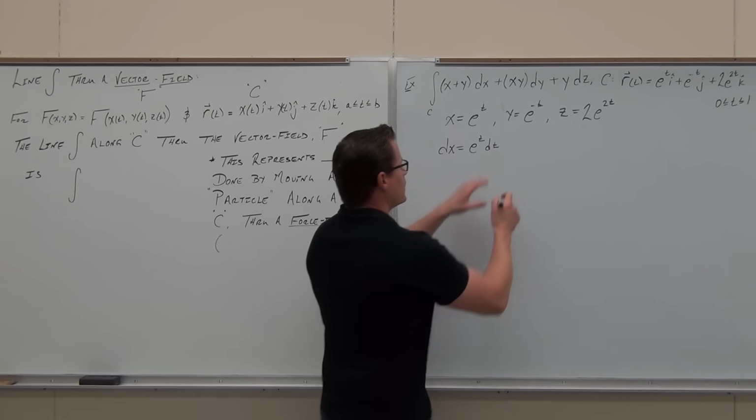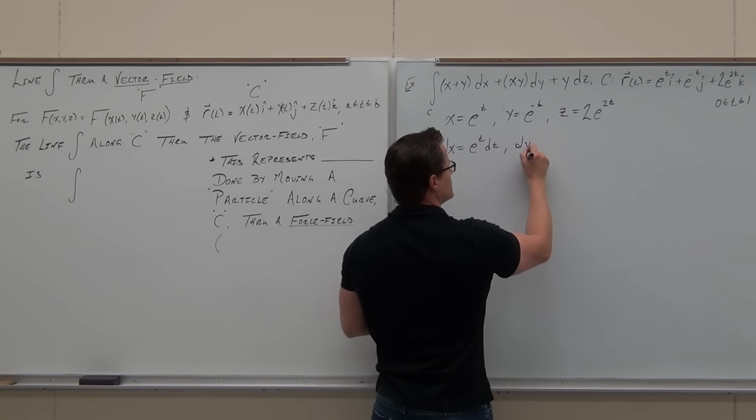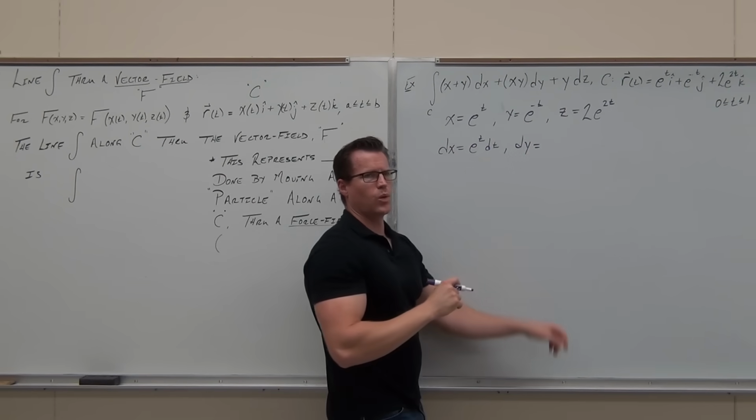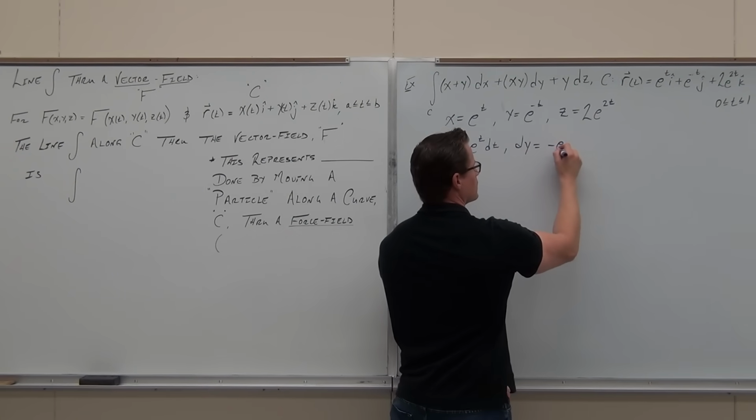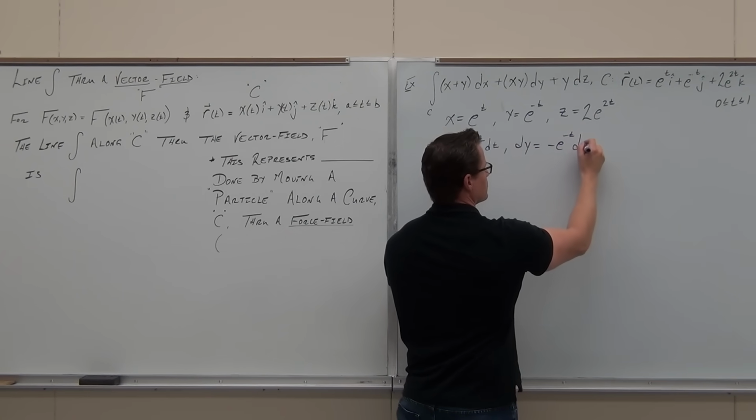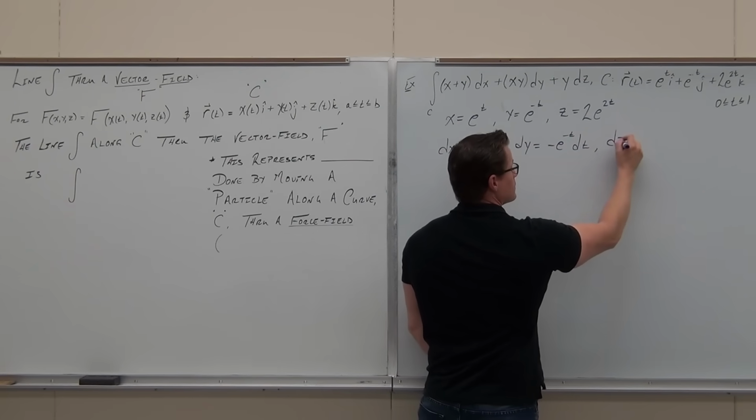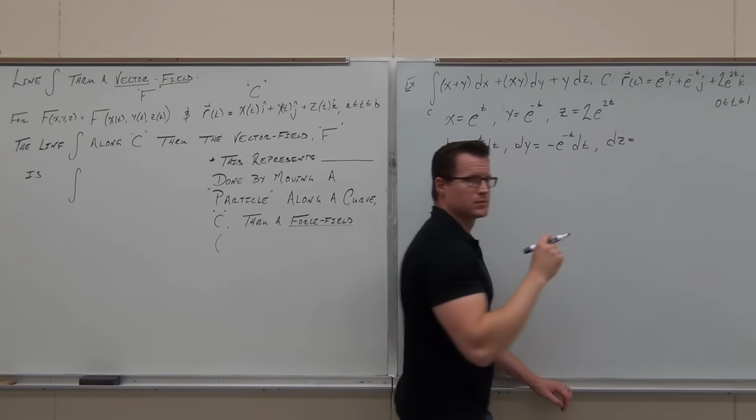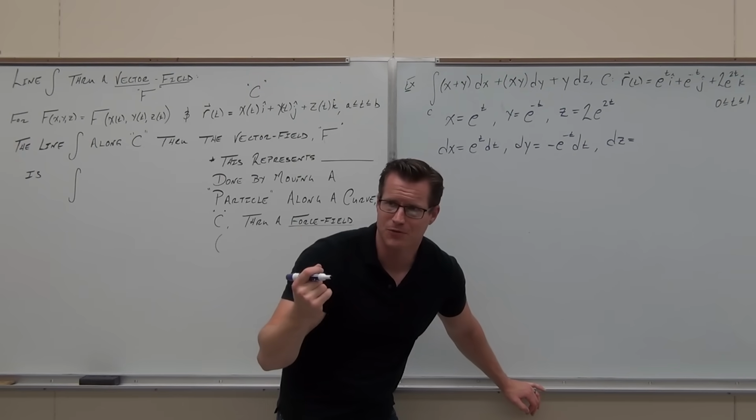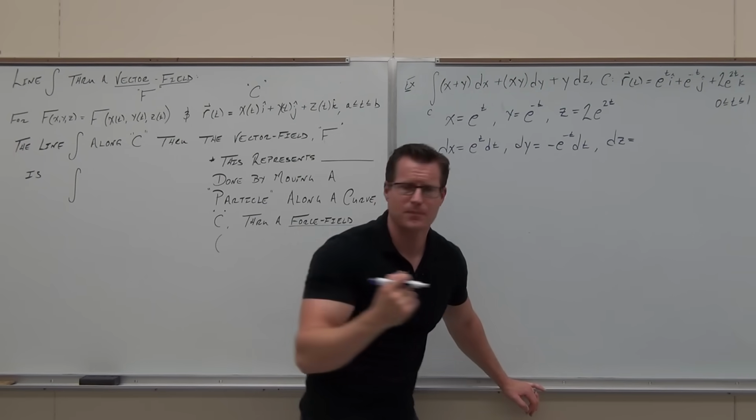Let's keep on going. If we find dy, what would it be, please? Negative. Perfect. And then dz, come on. Don't forget the chain rule. What is it? 4.